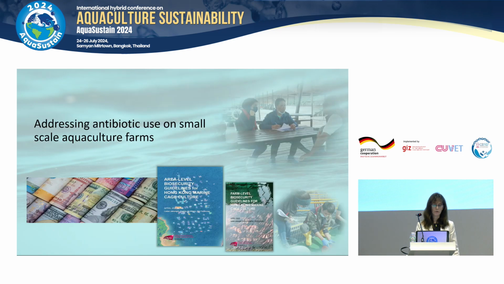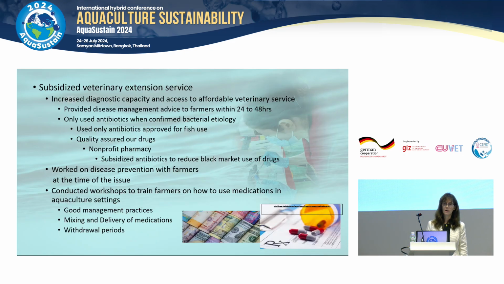So what are we doing to address this? It's complicated to try to address antibiotic use in aquaculture, because there's a lot of issues that can lead to this state. So what did we do at City University of Hong Kong, which is where they have a new vet school? We needed a vet service to help train our veterinarians. So we ended up contacting the local government and pairing up with them to provide a subsidized veterinary service.